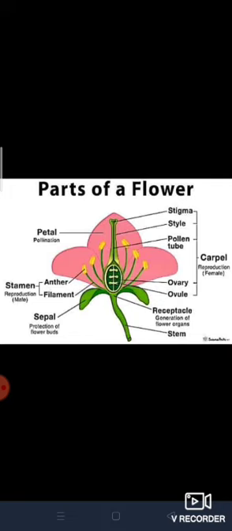After that we will know about the types of flowers and how pollination occurs. Okay, the process of pollination also we will read.